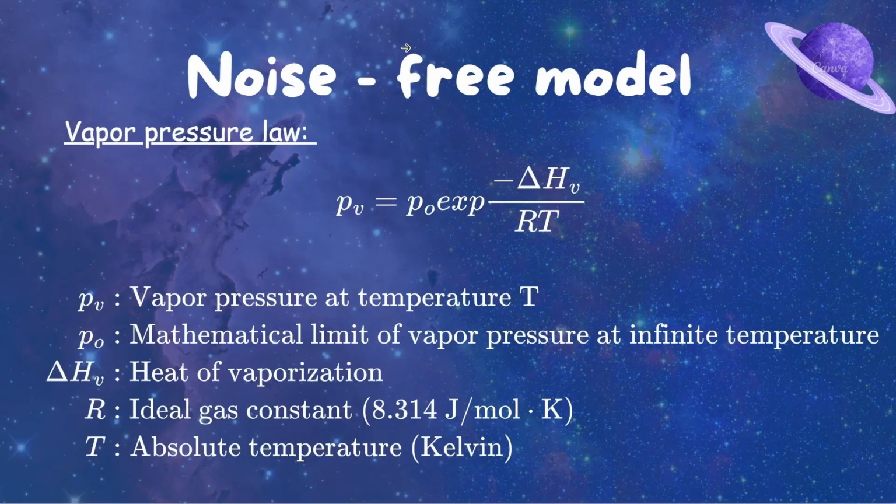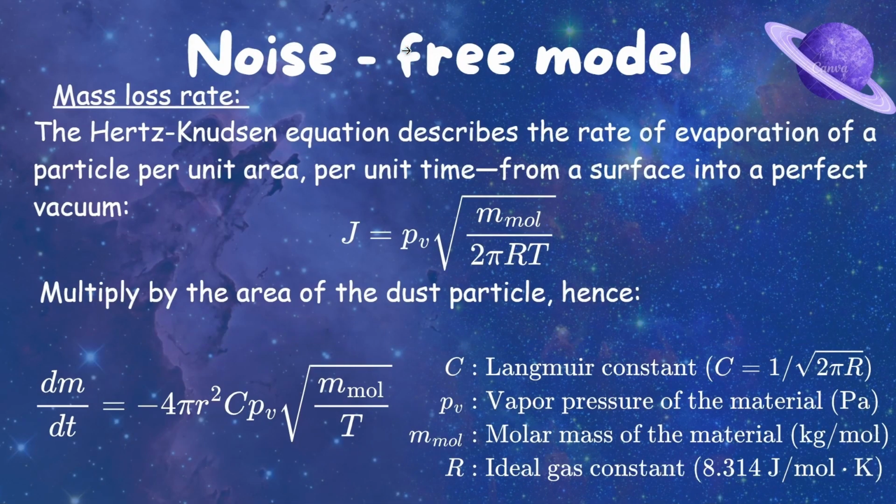Next, let's turn to the equation of vapor pressure at a certain temperature. The vapor pressure is proportional to the exponential of minus the heat of vaporization over the ideal gas constant times absolute temperature. Once the particle gets hot enough, it's vaporized.